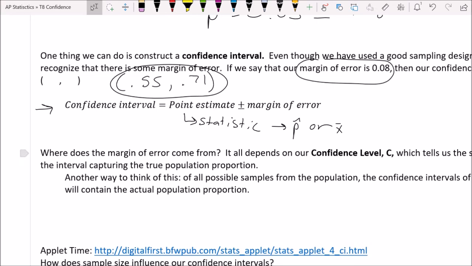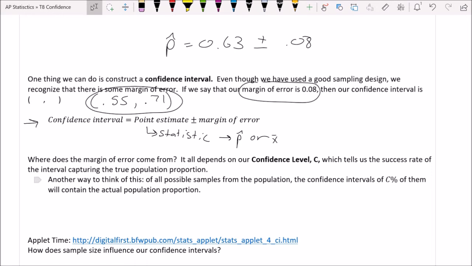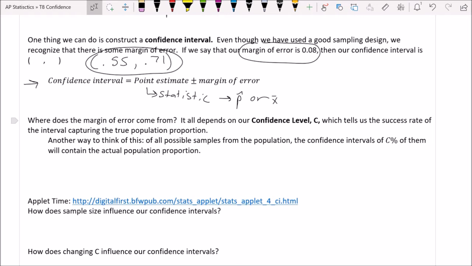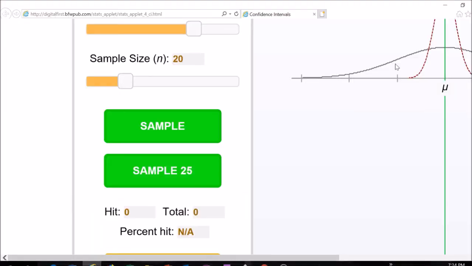Okay, the margin of error is related to the confidence level and the sample size. That was something we didn't talk about quite yet, is the sample size. The confidence level is referred to by a capital letter C, and what it's meant to tell us, at least, is the success rate of the interval capturing the true population proportion, or the true mean. We're going to do a visual of that in just a second. So another way of thinking about this is like if you took all the possible samples from the population, the sampling distribution is what that's referring to, the confidence intervals of C% of them would actually contain the population proportion. Let's switch over real quick and actually look at a visual of what that would mean.